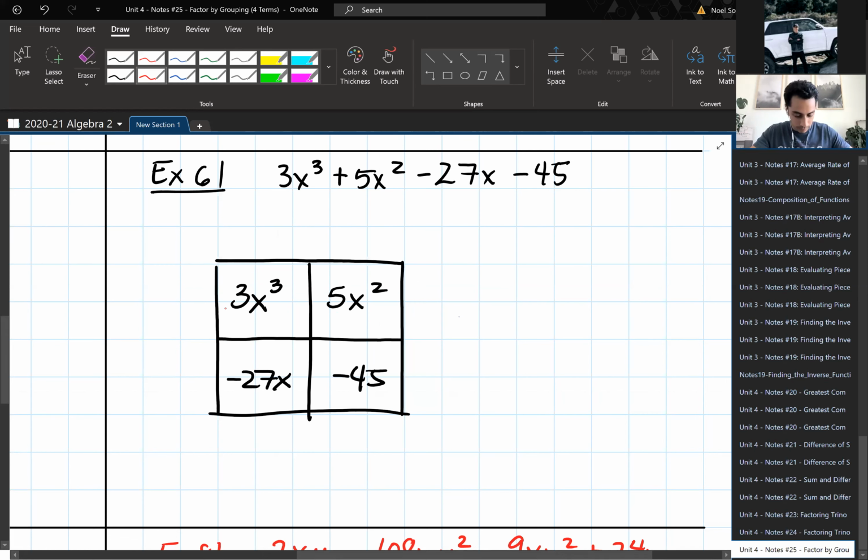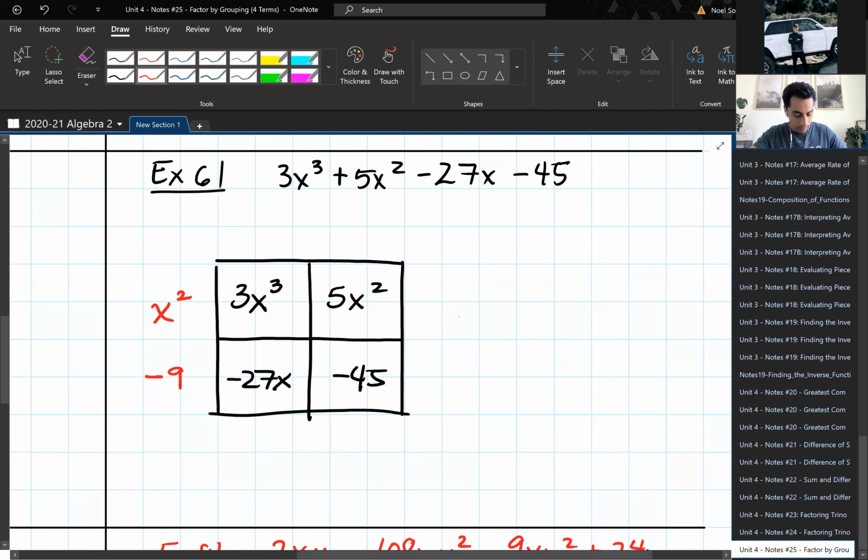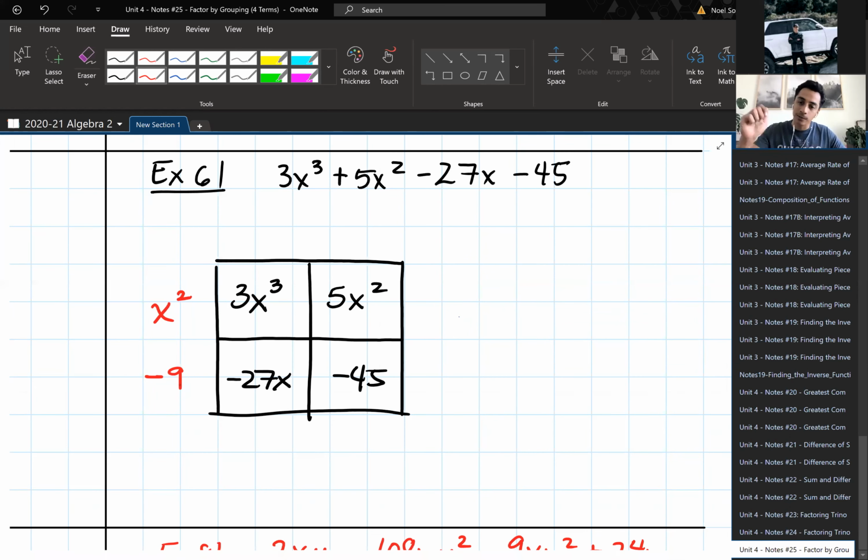First row, what can I factor out? Yeah, just x squared, right? Because 3 and 5 only have 1 in common. So x squared. Negative 27 and negative 45. What is the GCF between those terms? Oh, think bigger. Yeah, negative 9, right? Negative 9. 9 divides 27, 9 divides 45. And since negative 27 is your leading term, we factor out a negative.